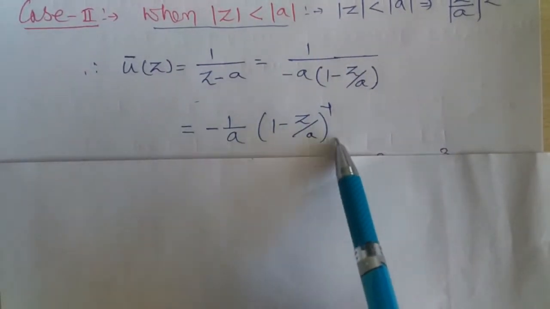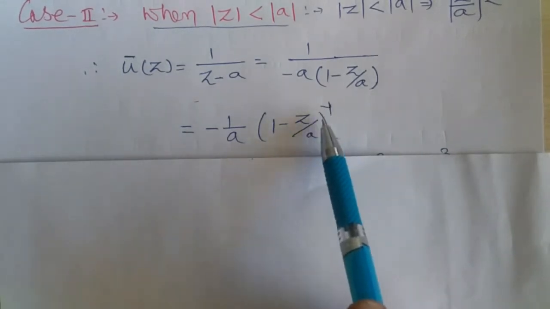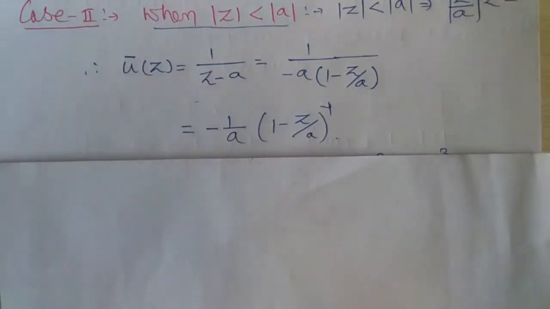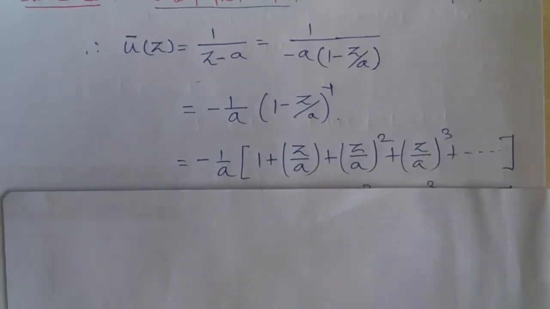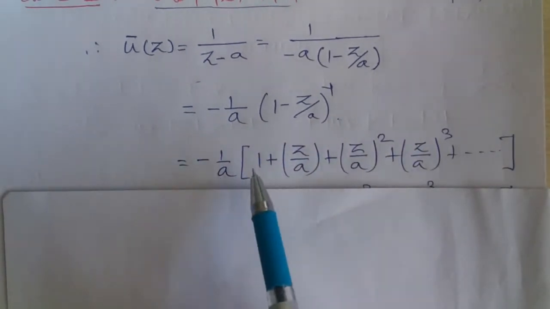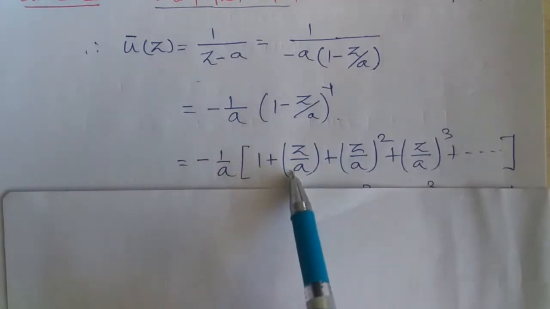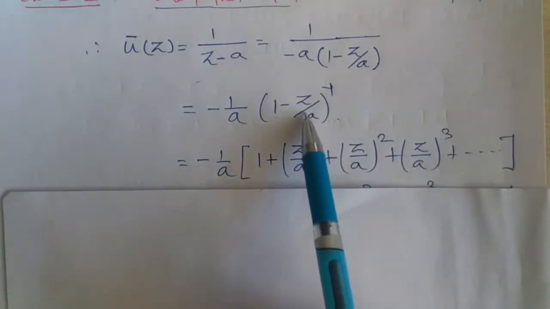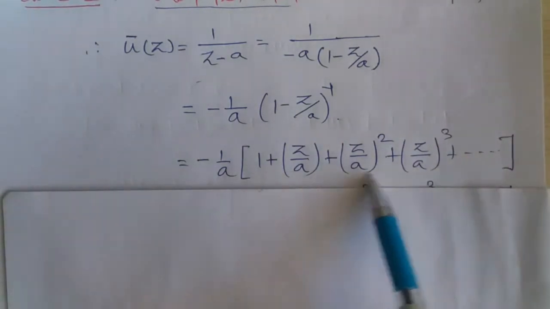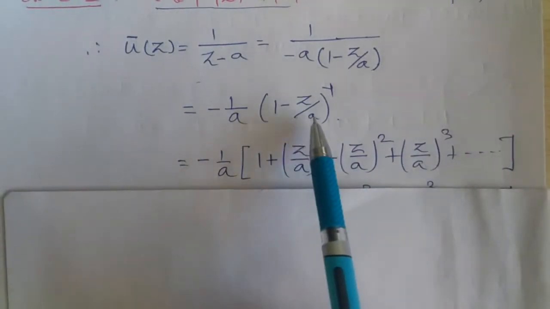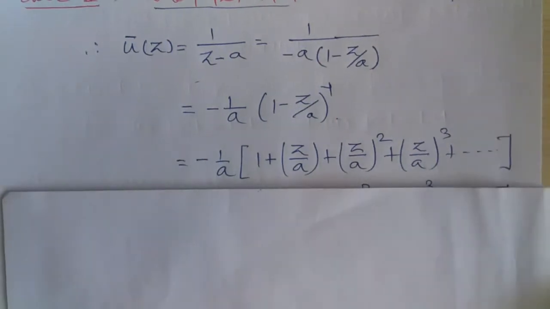Now using binomial expansion of (1 minus x) whole power n, we expand this expansion. We get minus 1 upon a multiplied as it is into 1 plus z by a plus (z by a) whole square plus (z by a) whole cube plus so on. So this we get from binomial expansion of (1 minus x) power n.